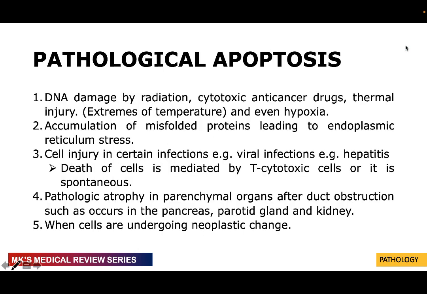In terms of pathological apoptosis, if you have DNA damage that may be due to radiation, cytotoxic anti-cancer drugs, thermal injury, that's extremes of temperatures, and even hypoxia, you can have accumulation of misfolded proteins that may lead to endoplasmic reticulum stress. These are going to cause pathological apoptosis, or even cell death in certain instances like viral infections, like with hepatitis, and even death of cells that is mediated by T cytotoxic lymphocytes, or even sometimes spontaneously. It could be sometimes pathological atrophy in parenchymal organs after the duct has been blocked. For example, if the pancreatic duct is blocked, or the ducts that are draining the parotid gland, or even the kidneys, certain things can lead to atrophy and can lead to apoptosis of certain cells. Then you may actually see this in the cells when they undergo neoplastic transformation, they'll kill themselves. These are types of pathological apoptosis.